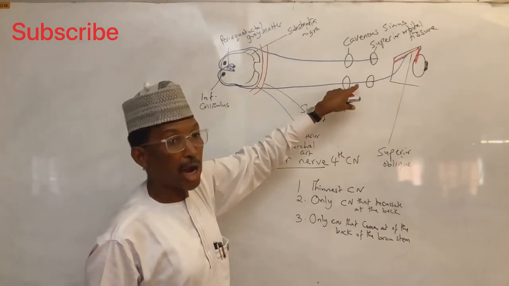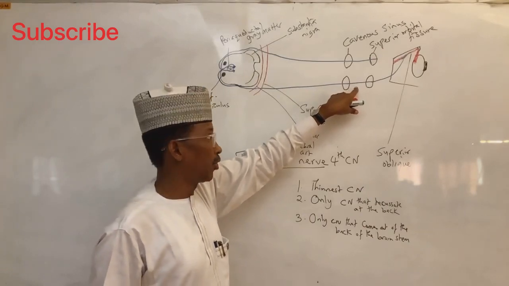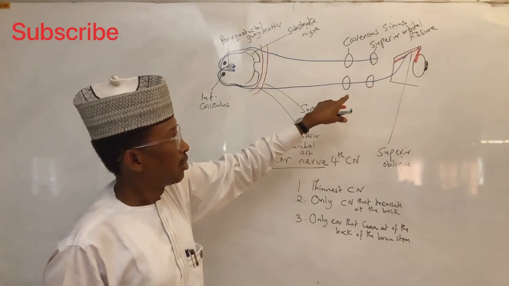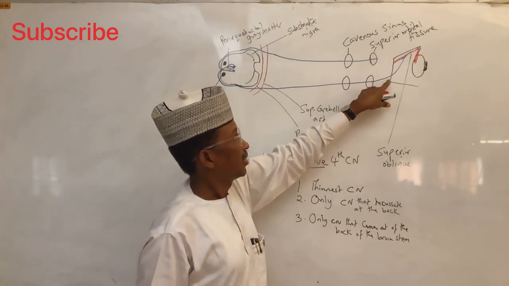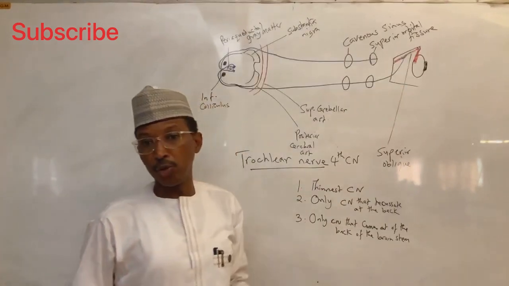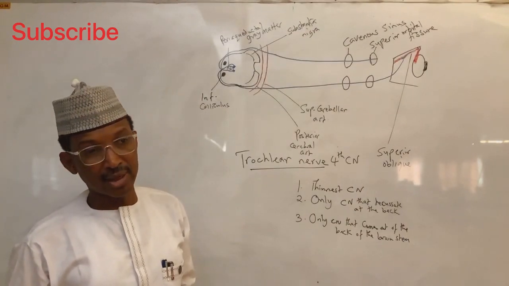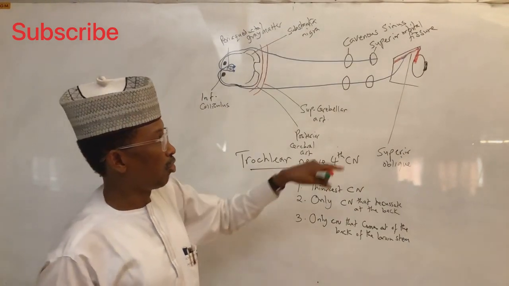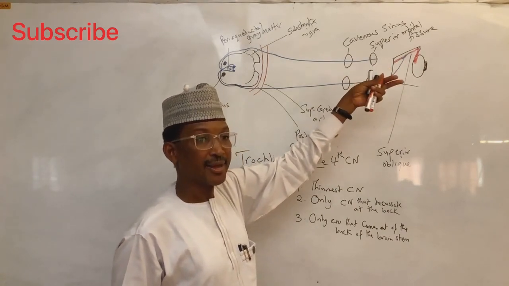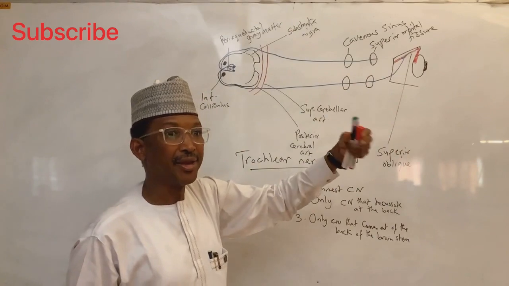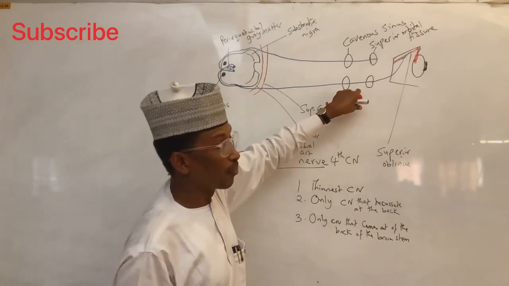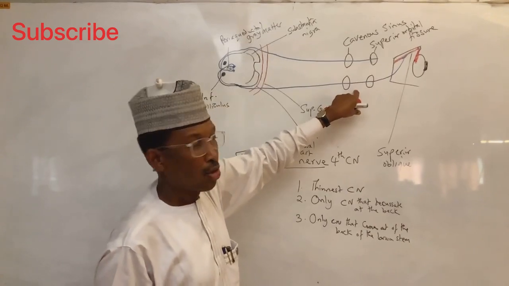And then it gets out of the cavernous sinus and enters into the superior orbital fissure. From there, the nerve enters into the orbit to supply the superior oblique muscle. Are you clear? This superior oblique muscle is responsible for movement of the eye downward and out. Are you clear?